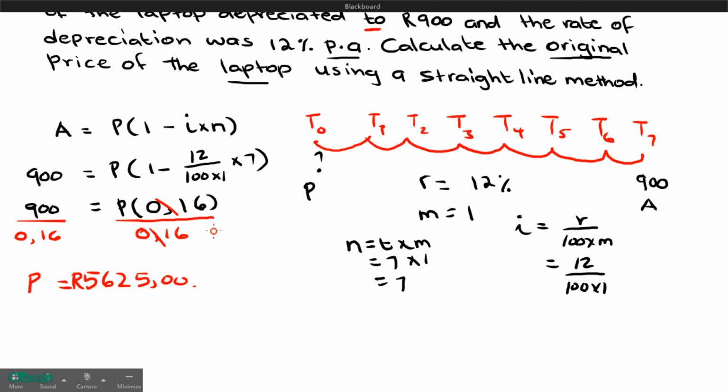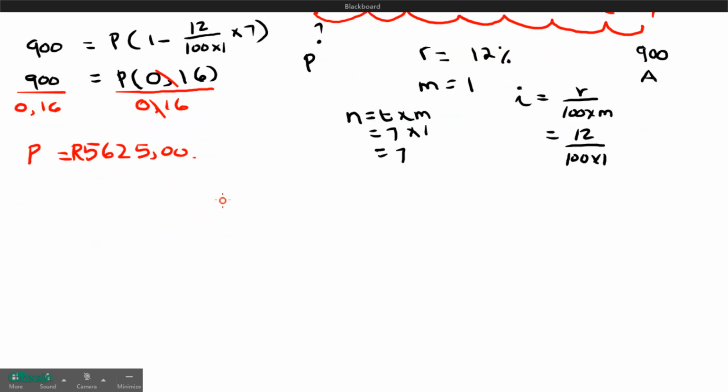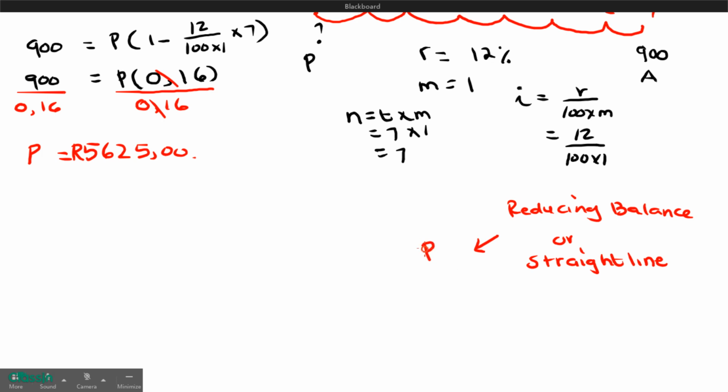Now, I mentioned that I want to also show you another method where you don't have to divide both sides and stuff. Every time, either a reducing balance or a straight line, a question that requires you to calculate P. Find P. If you are finding P, like this question, using the reducing balance method, take note.